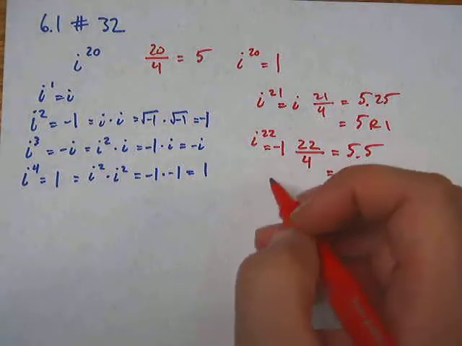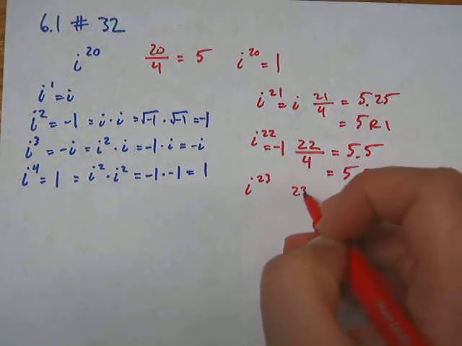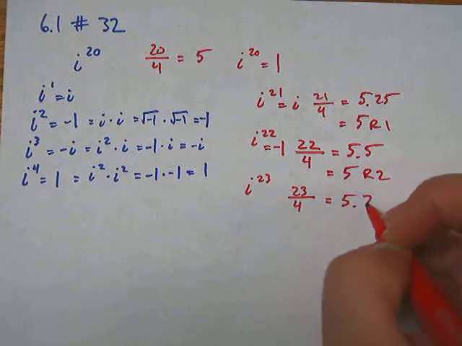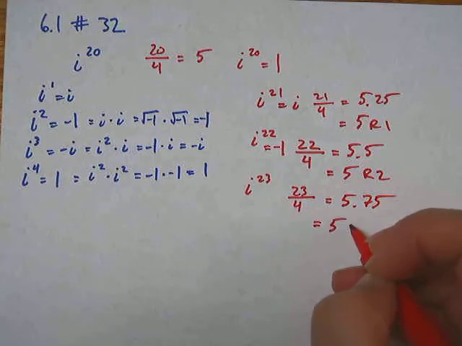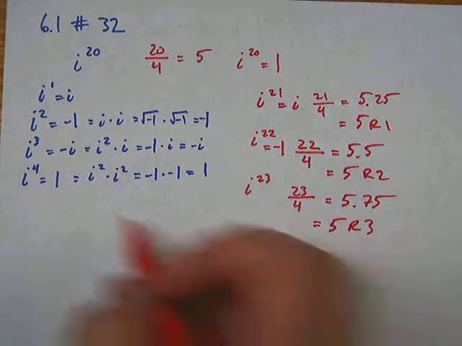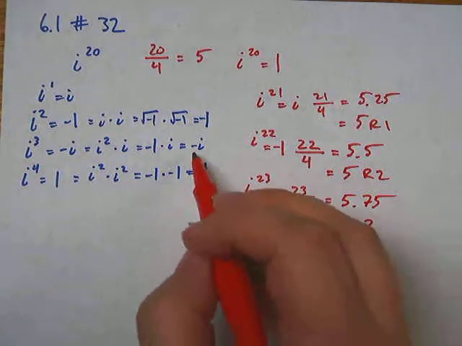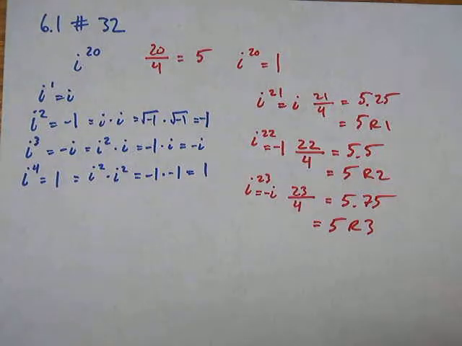And then let's say this was i to the 23rd. Well, 23 isn't divisible by 4 either. You would get 5.75. And writing this like 3rd graders, that would be 5 remainder 3. So this one's going to correspond with i cubed. And i cubed is -i, so i to the 23rd is going to be -i.